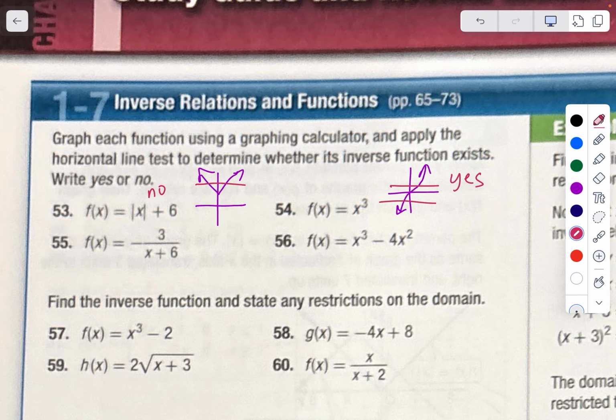55. 55 looks something like this. It's kind of been moved to the left, flipped over, our reciprocal function. So it looks, again, something like this. Okay, and if we were to hit it with horizontal lines, it only ever hits it once. So that's a yes.